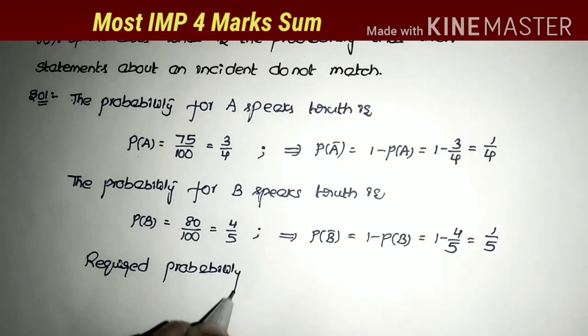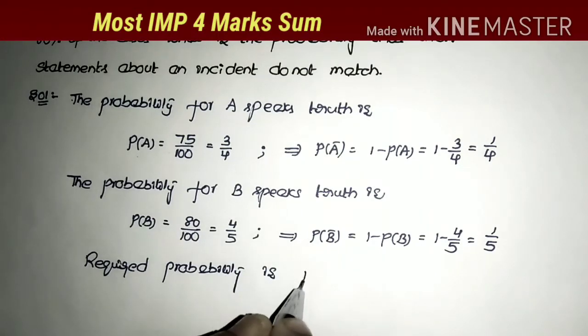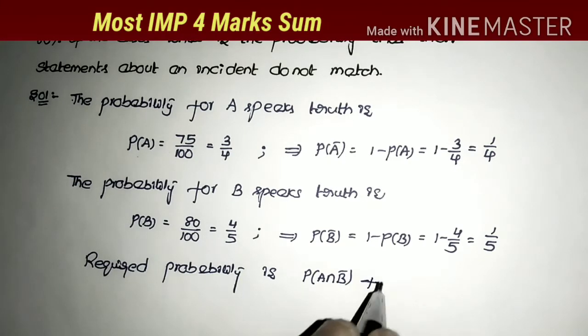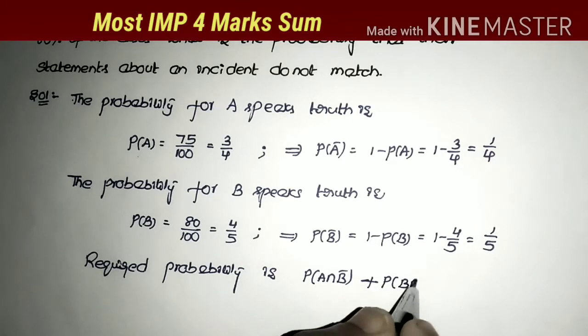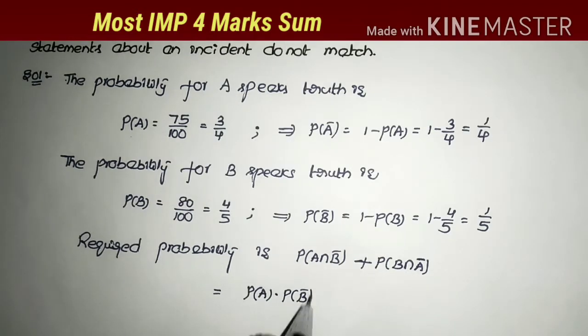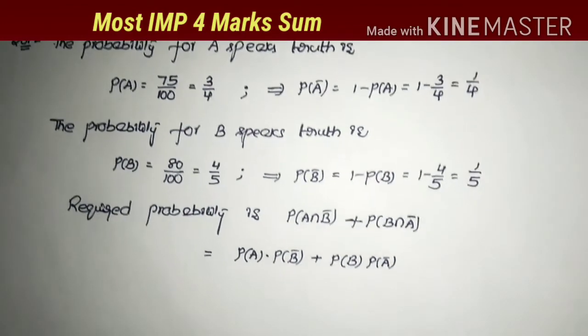A speaks truth but B doesn't speak the truth, so we take P of A intersection B bar, plus the second value, P of B intersection A bar, where B speaks the truth but A doesn't speak the truth. This is the required probability, and these two are independent events. So this value is equal to P of A into P of B bar, plus P of B into P of A bar, since the events are independent.